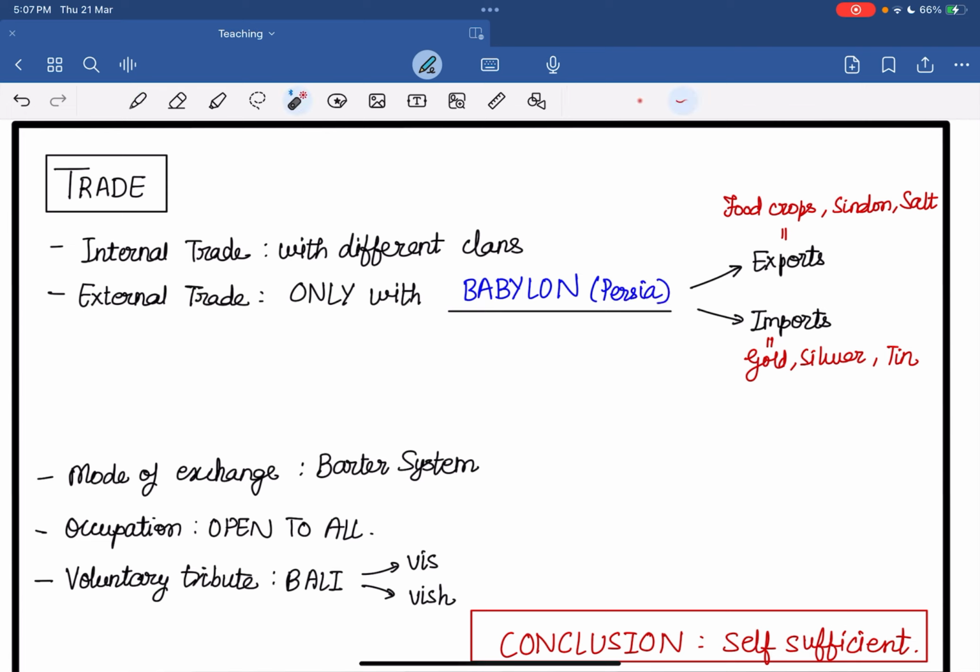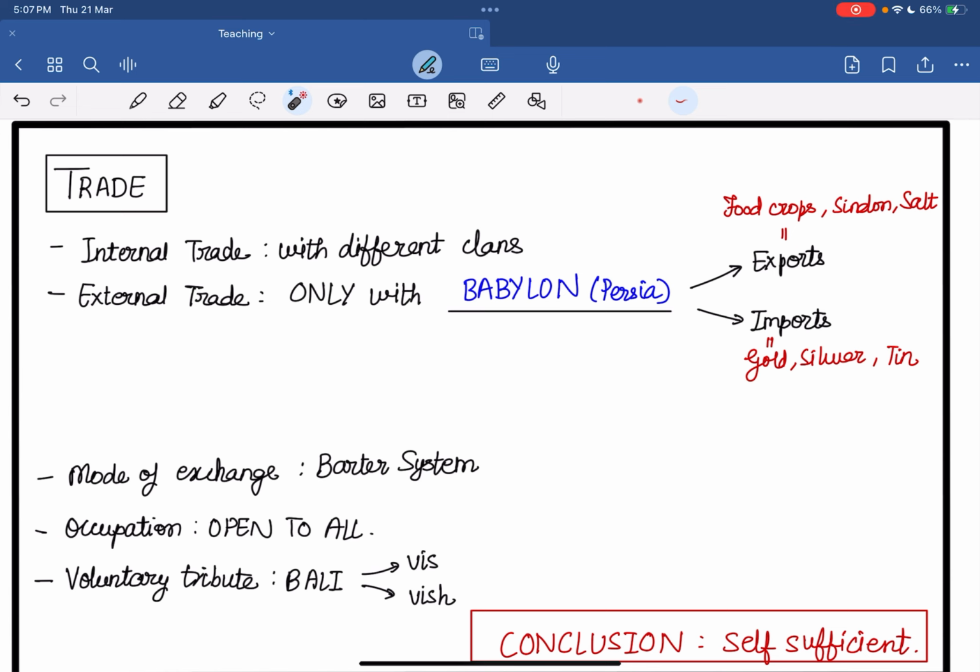Now, when we talk about exports, what did we, as in EVP people, export? We exported food crops, Sindon, salt. What did we import? We imported gold, silver, tin. And what was the mode of exchange? We did not have any currency as such. No currency was there, correct? So, barter system was prevalent.